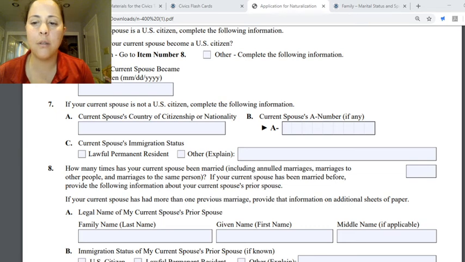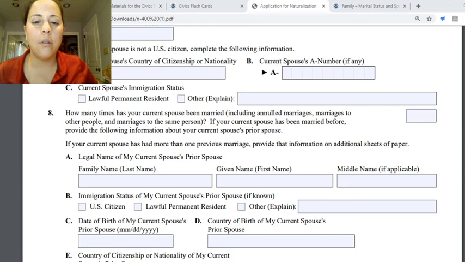Country of nationality or citizenship. Japan. Right. Good. Okay. Now, let's see. Current spouse, letter C. Current spouse, immigration status. Okay. Is he a lawful permanent resident? Let's say yes. Okay. He is a lawful permanent resident.